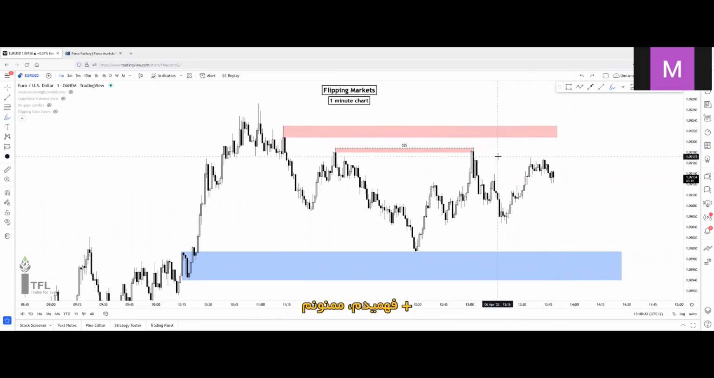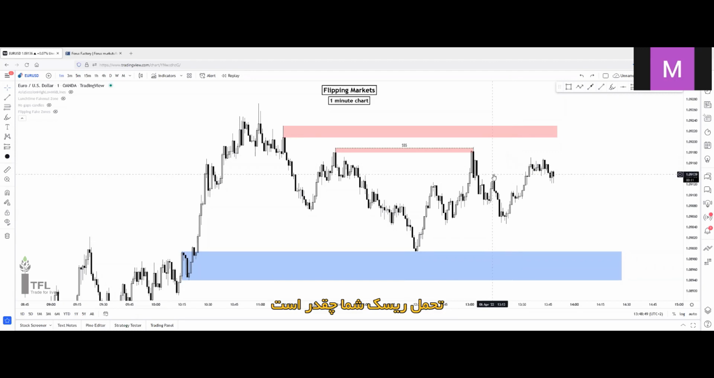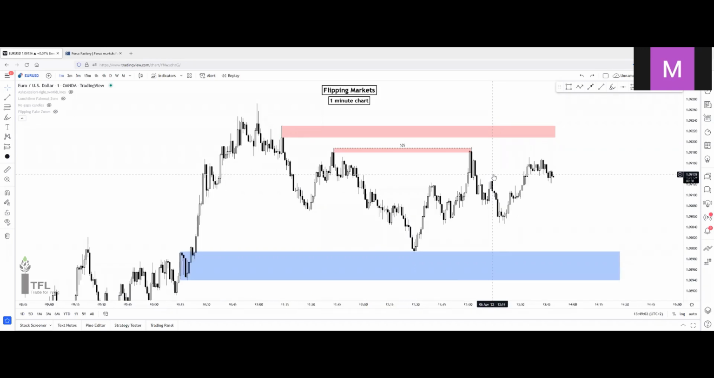Got you. Okay, thank you. It depends on your own plan. It depends on your own criteria, on how you react on market. What's your risk tolerance? How can you tolerate a loss? How can you tolerate a risk entry? It depends on you, your own personality. If you can't tolerate a risk entry, you can simply wait for a change of character and confirmation entry, right?